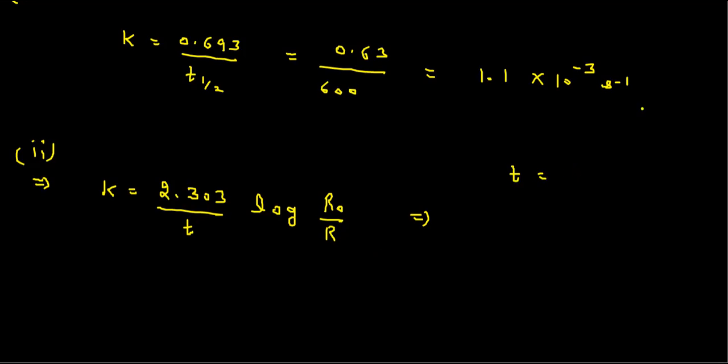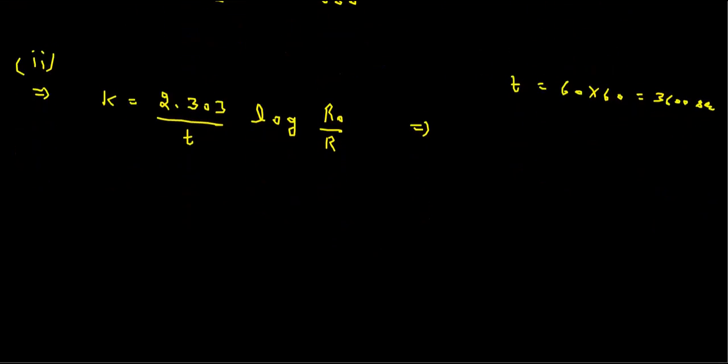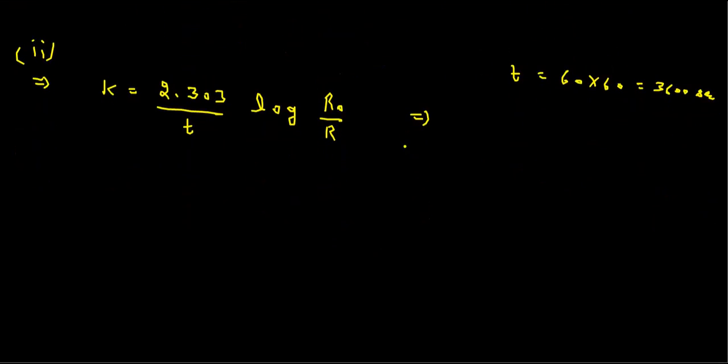As we have already found K in seconds, it is better to convert into seconds. 60 into 60, it becomes 3600 seconds, right? If you want to find the fraction, by using this formula the fraction will automatically come. So what is the K here? Don't you think we have already found the value of K in the first part? 1.1 into 10 to the power minus 3, because it is the same first order reaction. So 2.303, and the time given in the question is 3600 seconds.